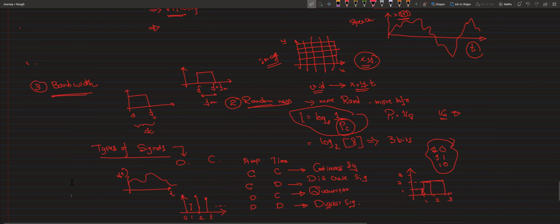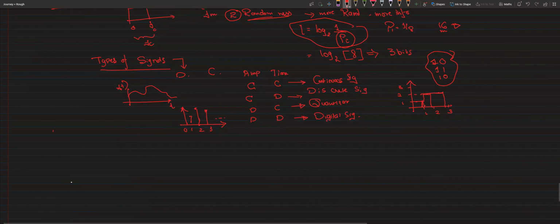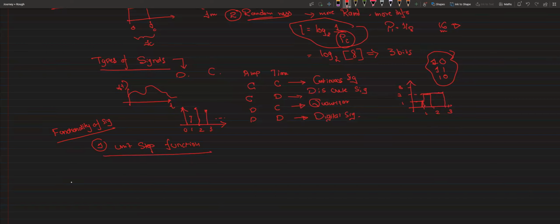Next, based on the functionality of the signal, we have various classifications. First, we will see the classification of the continuous time signals. The first classification is the unit step function, or unit step signal. In the unit step signal, u of t is 1 if t is greater than 0, and u of t is 0 for all other t, that is, t less than 0.